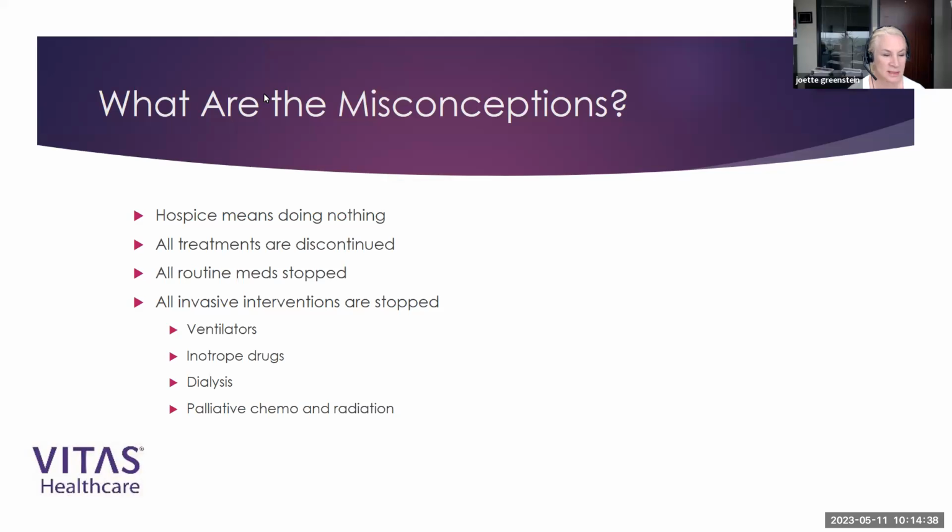Depending on the hospice, there can be more complex treatments that are discussed and agreed upon. This is hospice to hospice. Some of these invasive treatments, such as ventilators, inotrope drugs like dobutamine, dialysis treatment, palliative chemo, and radiation, are very expensive treatments. And the hospice is not paid any more for those treatments.